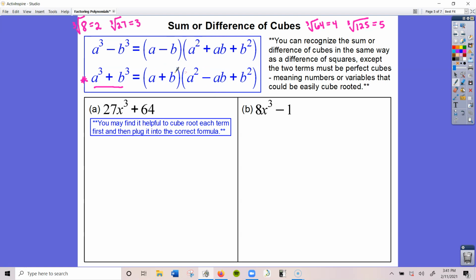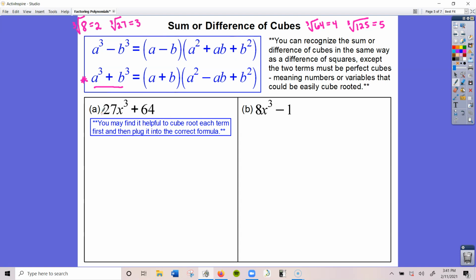What I do to remember this, in case you don't want to memorize it, is that your first factor is always just a plus or minus b, depending on which one you're doing. Since this is a sum, it's plus b. Then the next available sign is always the opposite, so minus, and the last sign is positive. Then it's double a, double b. So a squared minus ab plus b squared. Whereas a cubed minus b cubed is a minus b times a squared plus ab plus b squared.